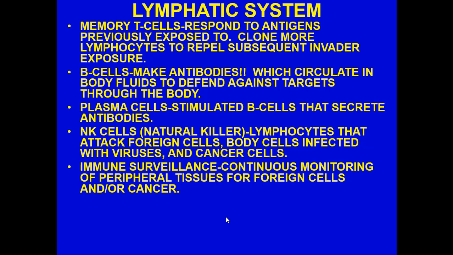This is kind of borders between both the adaptive and the innate immune system. NK cells can be revved up by certain cellular signals. Now, the immune surveillance, this is continuous monitoring of peripheral tissues for foreign cells and or cancer. When I say foreign cells, I could be talking about bacteria, I could be talking about fungal cells, anything.